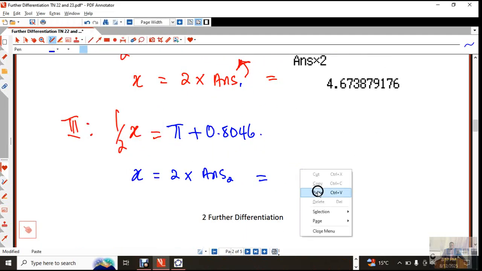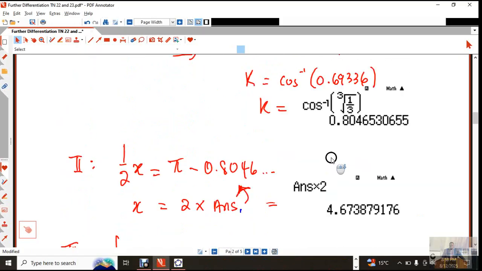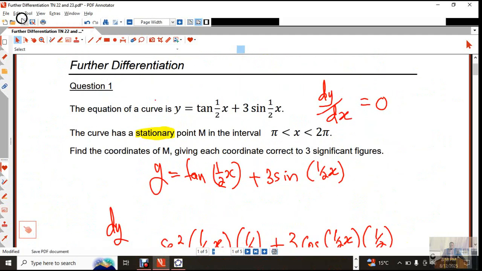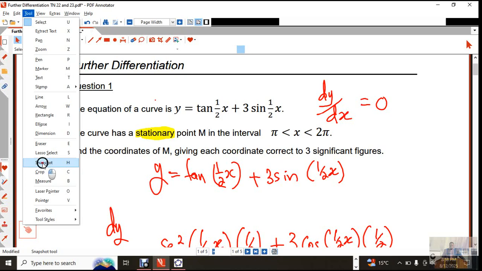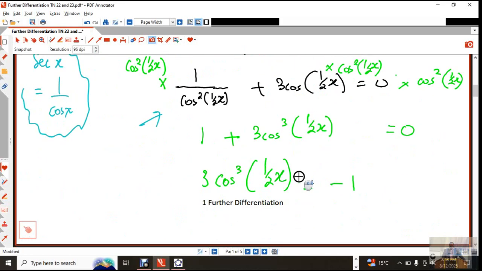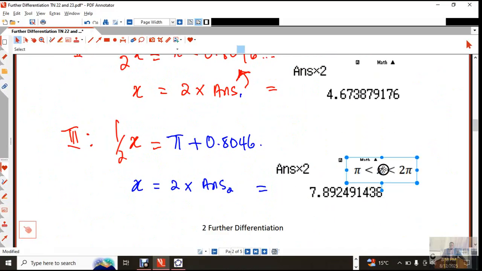The reason I'm saying big is that now you have to consider what it is that we're looking for. I'm going to go all the way back to my integral, to what x should be. Let me just grab it. From here, we're told that the curve has a stationary point in this interval. So this interval, now you do know what the value of pi is. Pi is about 3.14, so on, okay? And 2 pi is twice of that.